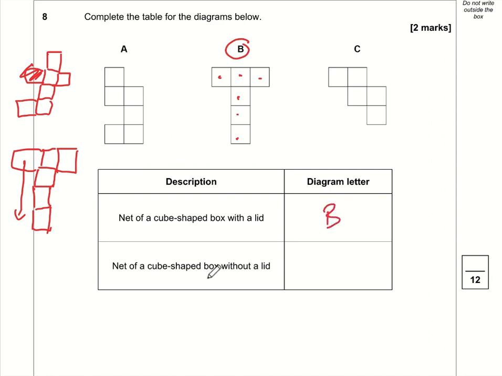So the net of a cube-shaped box without a lid, well, means we just need to take one of these, we just need to remove a square. So what that means is we will have 5 squares. Well, it's not B because we already know that is the one with the lid. 1, 2, 3, 4, 5, 6. We've got 6 boxes for A, and I suspect that that wouldn't work anyway. But whereas with C, we've got 1, 2, 3, 4, 5. So that is a cube without a lid.